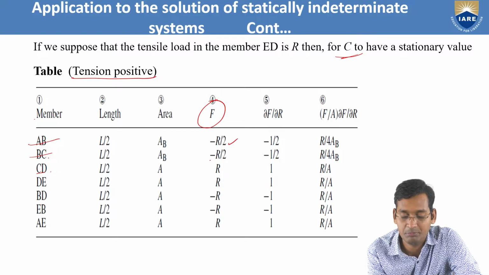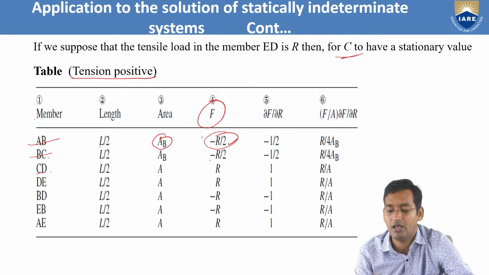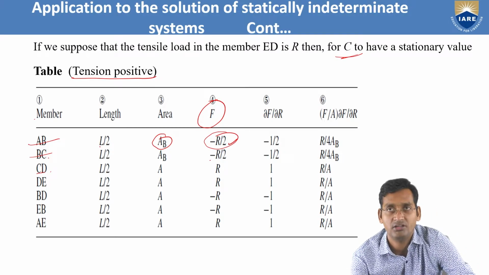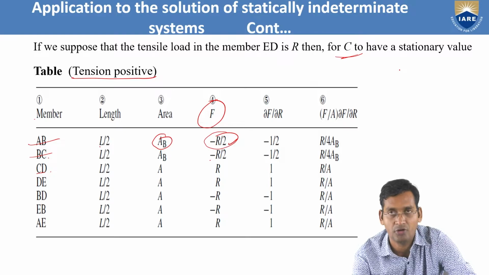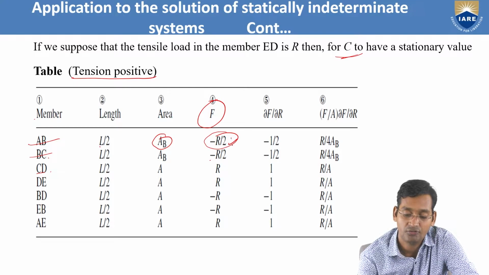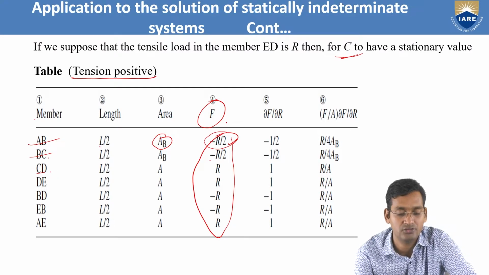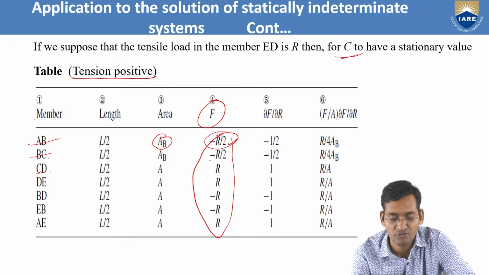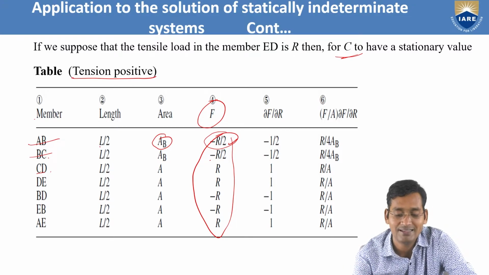So in AB, L by 2, cross section area is AB, and here the compression load will be, again you can find by the joint method, right? Sum of all the vertical forces equals 0, sum of all the horizontal forces must be equal to 0. Like that you can again find all the forces for each member. Once you have the force, what is the next?